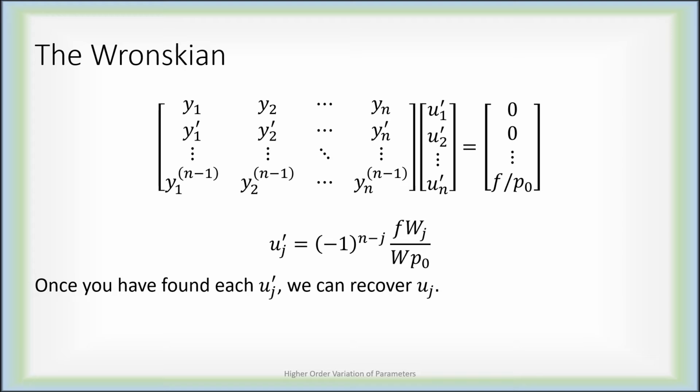Once you have found all of these derivatives, you anti-differentiate them to recover u sub j, and then you are done.